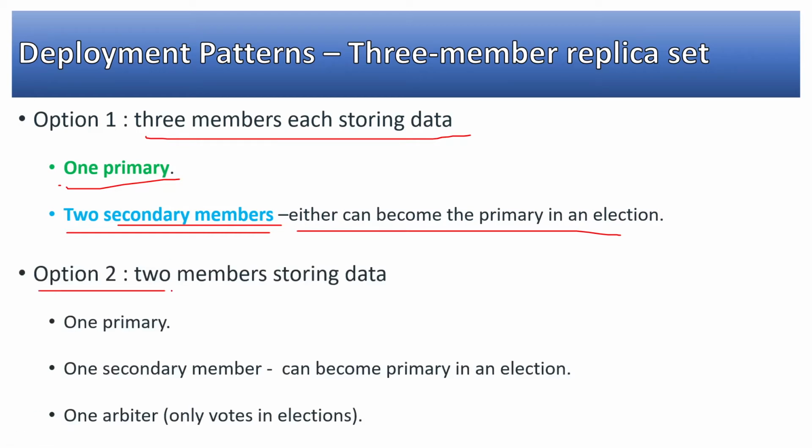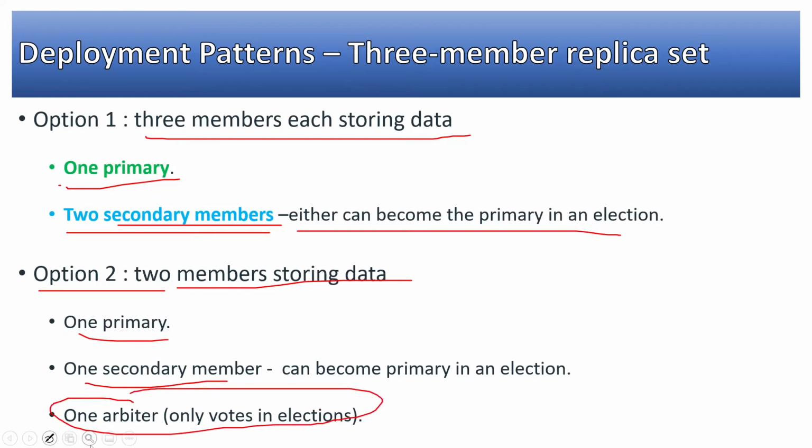Same way, option 2, where only two members are expected to store data, one primary and another secondary. In that case we will have to use an arbiter for that.